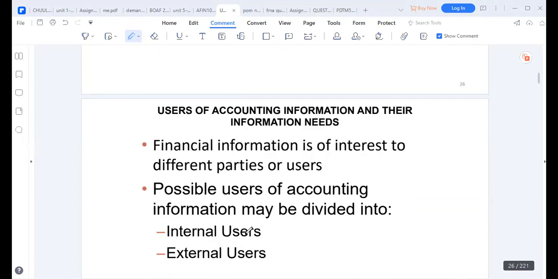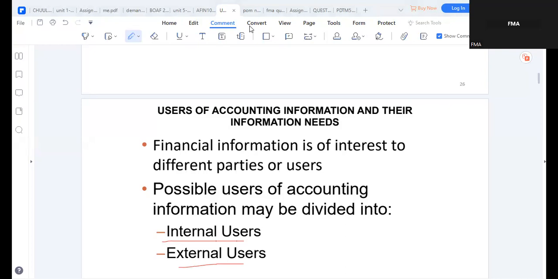So we talked about users of financial accounting information. Can you remember who the users of accounting information are? We have the internal and external. Can you give me examples of internal users of accounting information? I mentioned this already. I think under internal users, we have partners if it is a partnership. The employees, yes. Users of internal information.